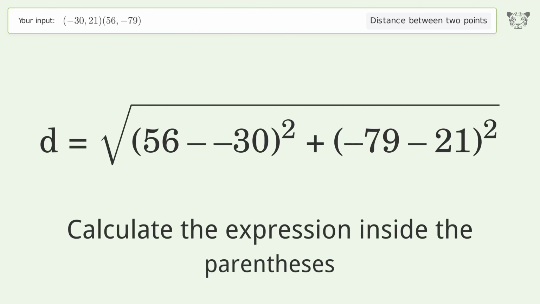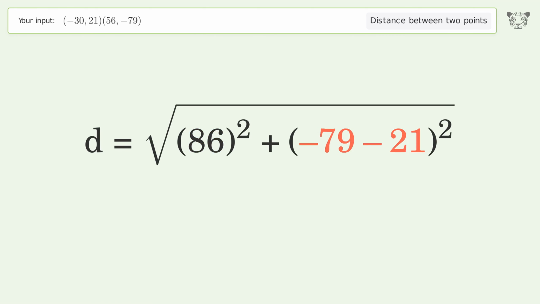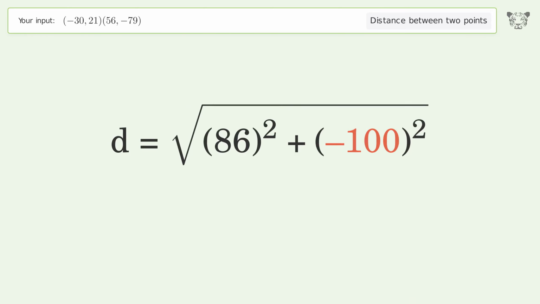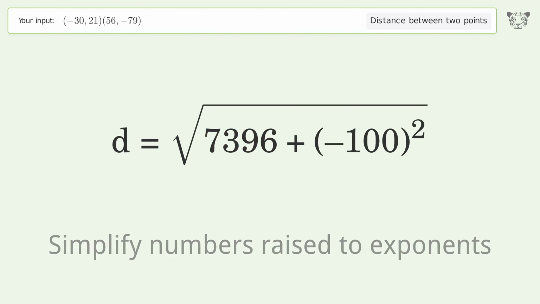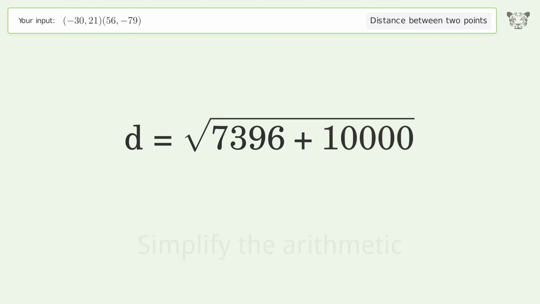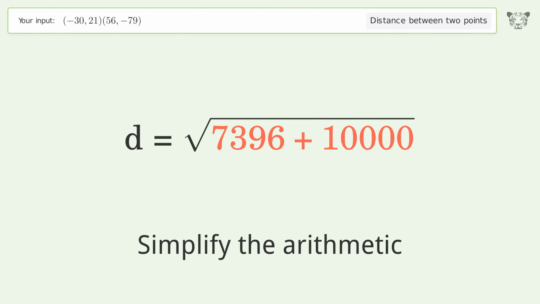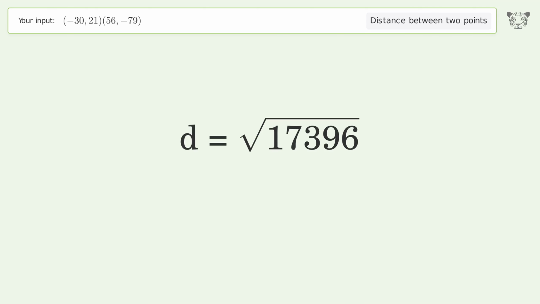Calculate the expression inside the parentheses. Simplify numbers raised to exponents. Simplify the arithmetic. And so the distance between the 2 points is the square root of 17,396, or 131.894.